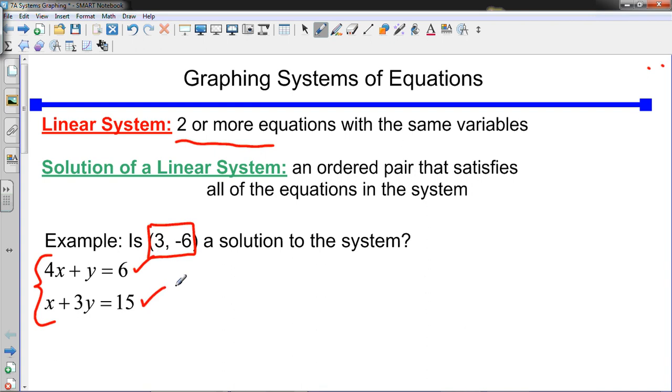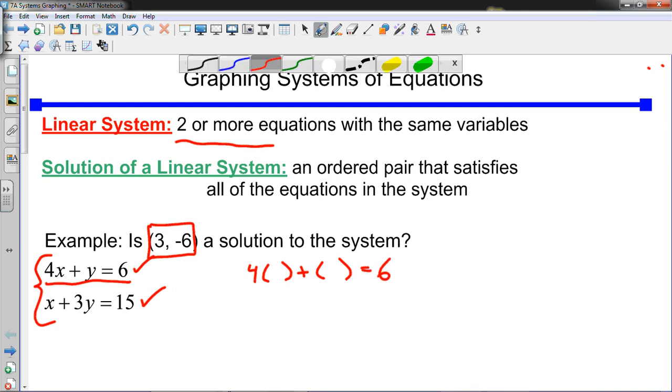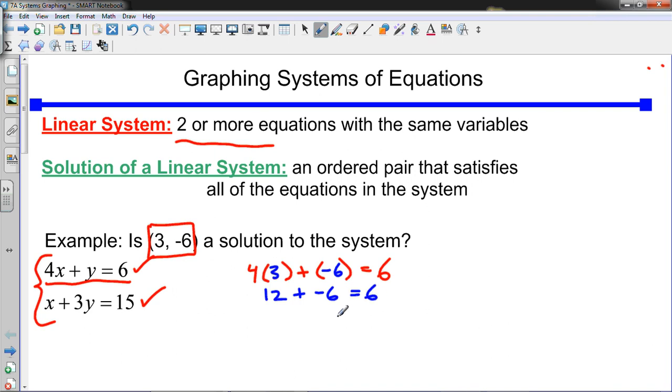Okay, so how can we verify this? Well, let's take this point and plug it in to that equation. So that's 4 times x plus y, which is another input variable. We're going to plug in 3 for x and negative 6 for y. So here we have 12 plus negative 6. Does that equal 6? And yes, it does. Okay, 6 does equal 6. So 3 comma negative 6 is a solution for the first equation. Okay, but it has to also be a solution for the second equation. You have to satisfy both.